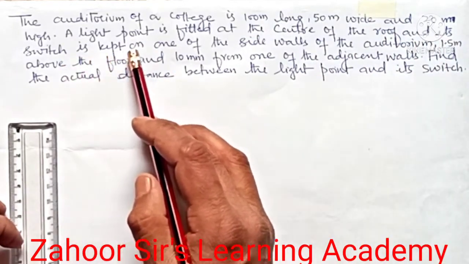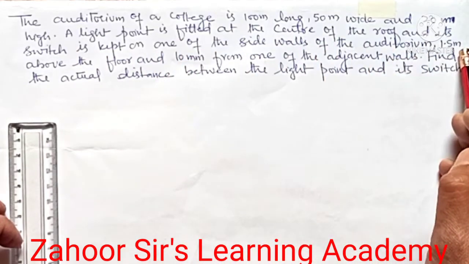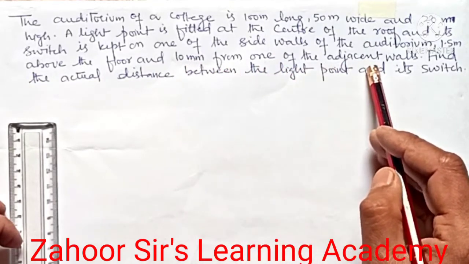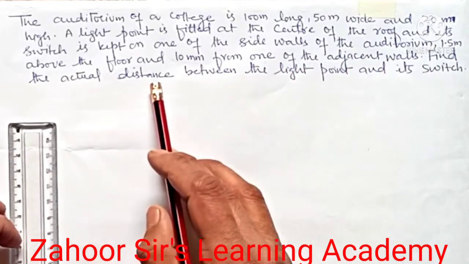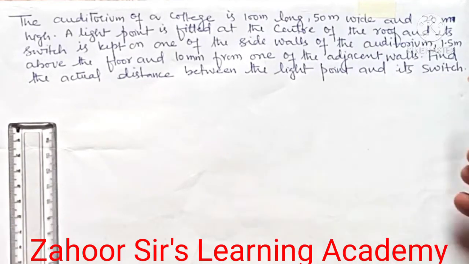switch is kept on one of the side walls of the auditorium, 1.5 meter above the floor and 10 meters from one of its adjacent walls. So we have to find the actual distance between the light and its switch. So this is the question. Let me show you how we can solve this question.